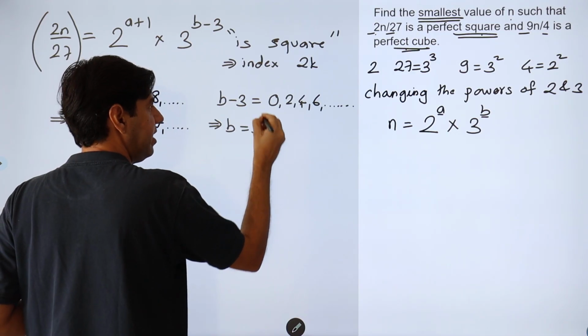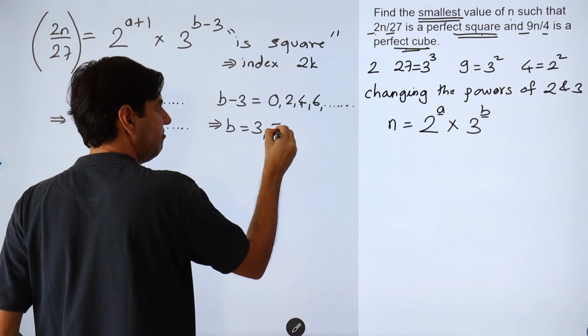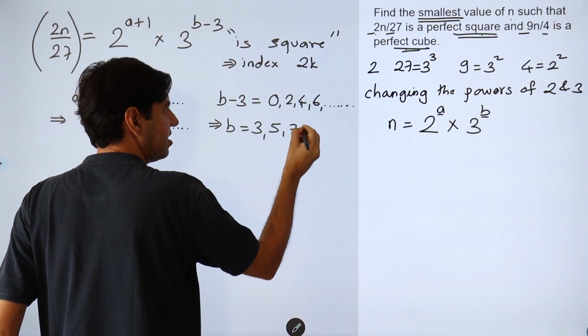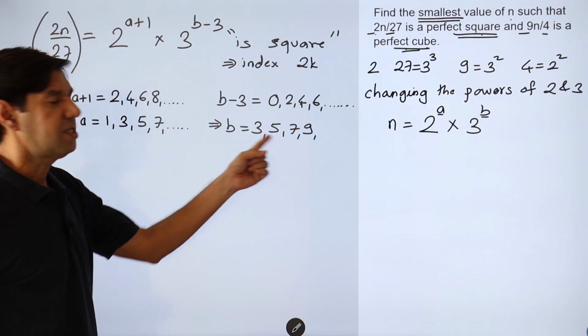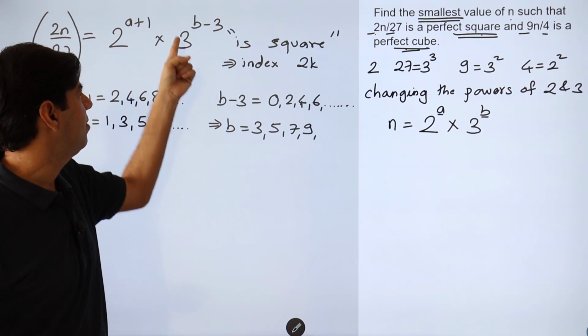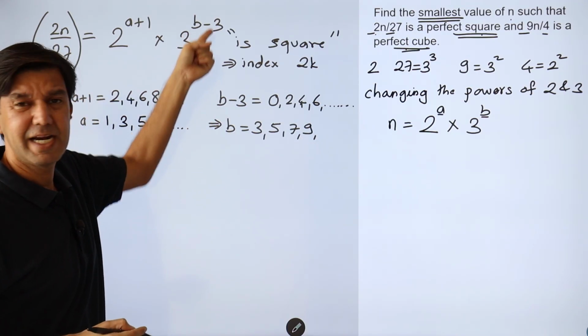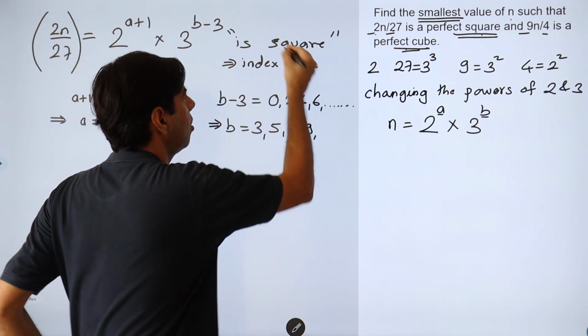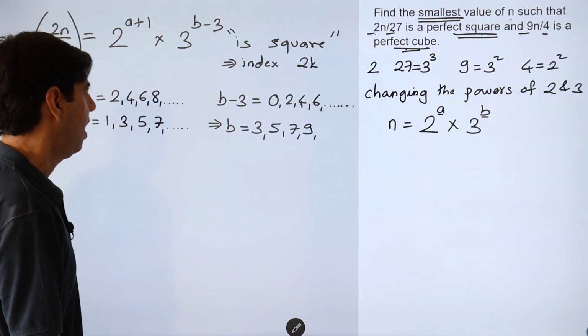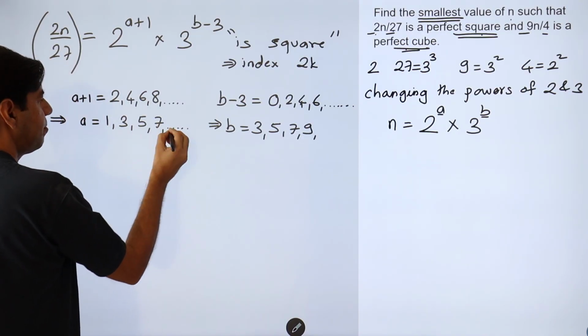add a 3. So add a 3 to each of them. So 2 and 3 is 5, 4 and 3 is 7, 6 and 3 is 9. So these are the values, again odd values, but b can't be 1 because if b is 1, this will become a negative, and if it is negative, it's going to be in the denominator. We don't call them perfect squares. So we have these values and their possibilities.